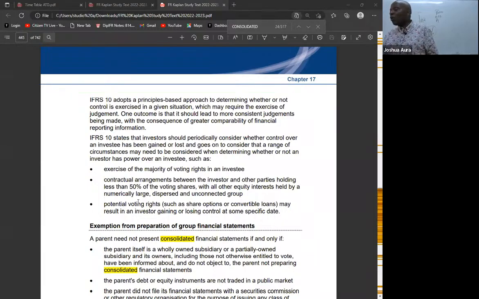And then number two, contractual arrangement between the investor, arguably the parent, the one that would have been a parent company, and the other parties holding less than 50%, like the doctors who held 20% of the voting shares, with all other equity interests held by numerically large, dispersed, and unconnected shareholder groups. So we have contractually arranged with this person, who should have been a non-controlling investor, to take up our position. And then we have potential voting rights. I'll be explaining more about this.